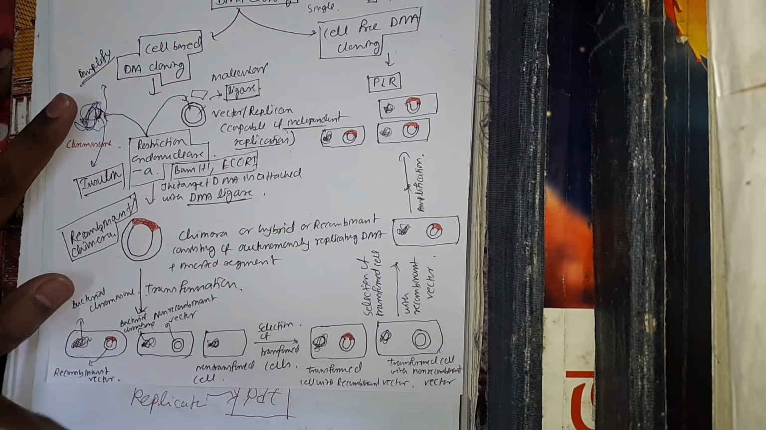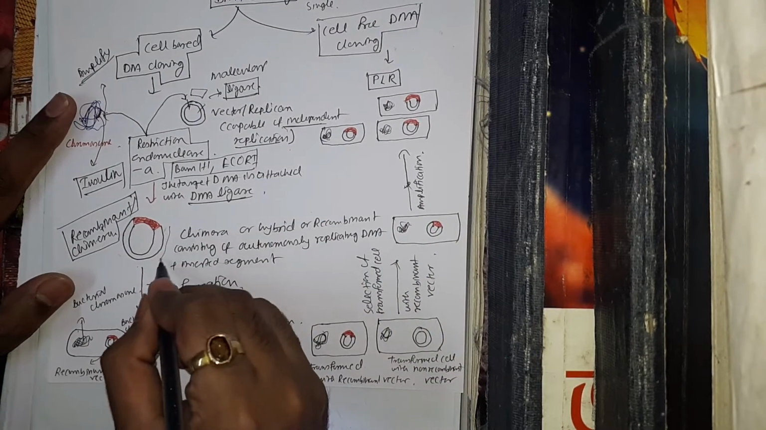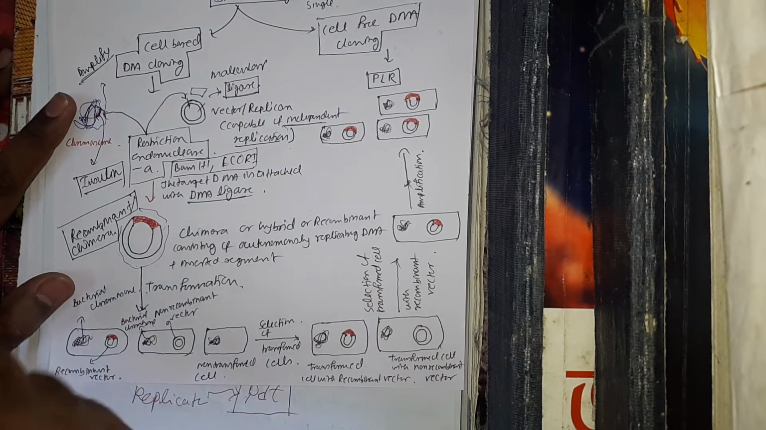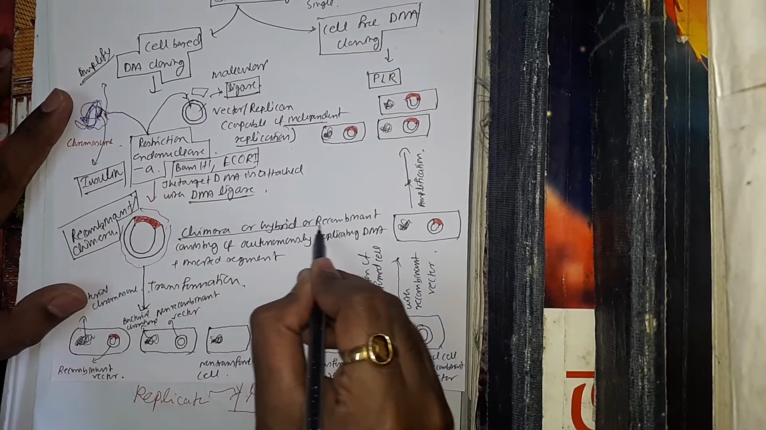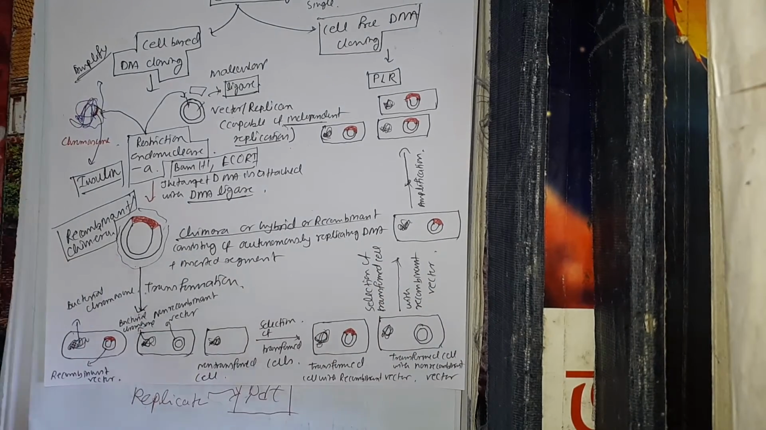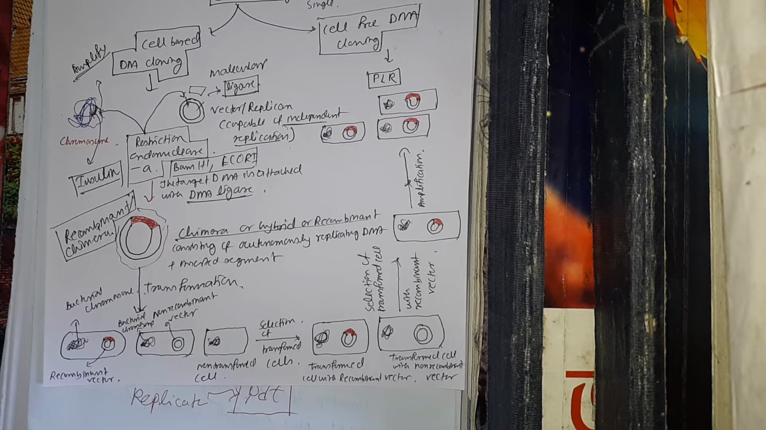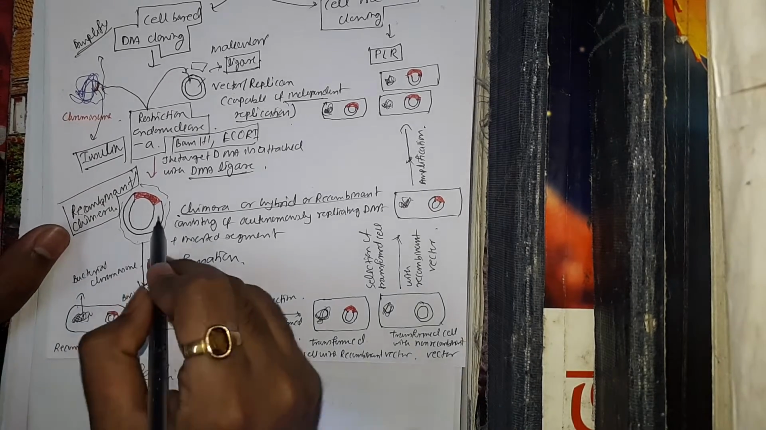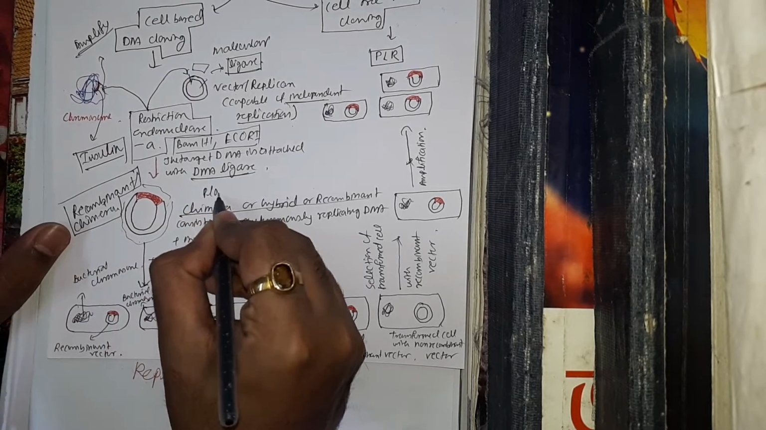Okay, so a chimera or hybrid or recombinant consists of an autonomously replicating DNA segment and an inserted segment. So what is a chimera? A chimera or hybrid or recombinant simply consists of an autonomously replicating DNA molecule and an inserted segment. The inserted segment is our target DNA sequence, which we need to convert into multiple copies inside a host of our choice. Okay, so suppose here the vector is a plasmid.